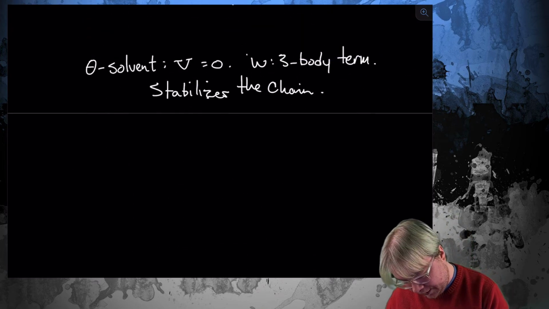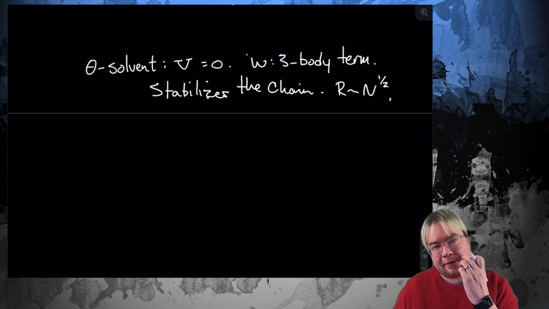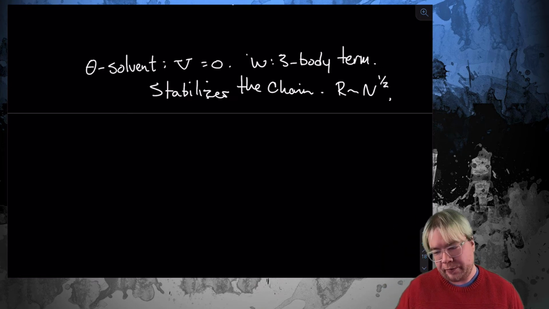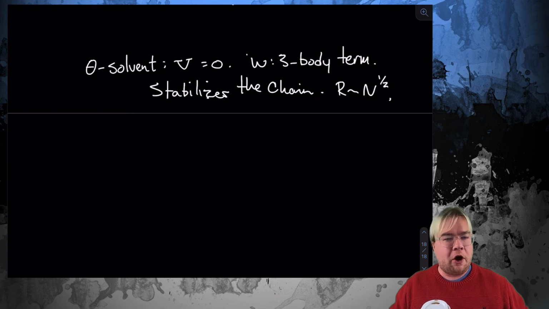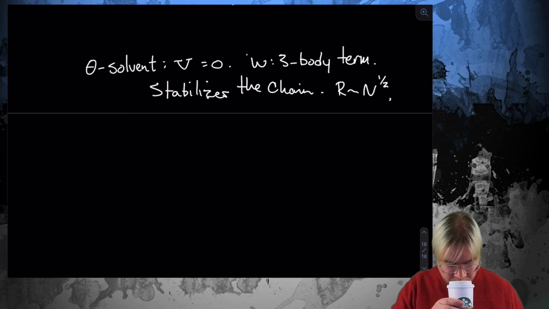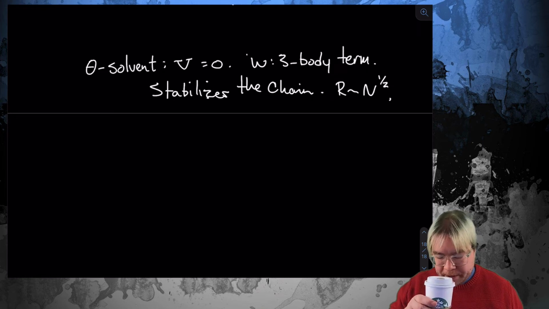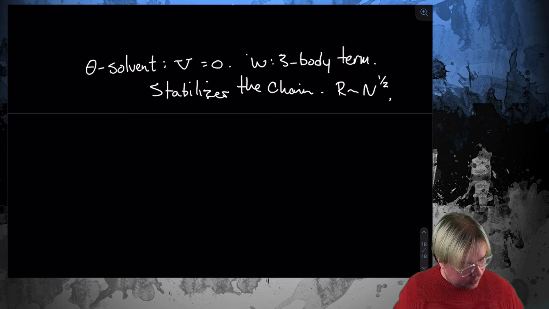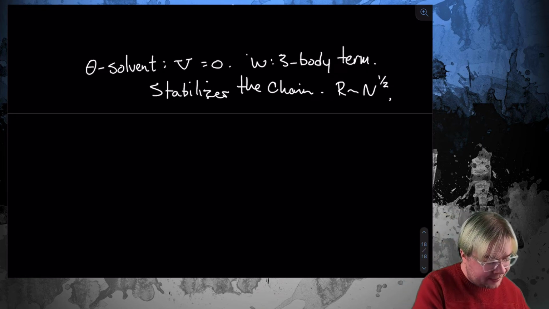And so you will find that R scales as n to the 1/2 if you have no excluded volume, but you still have the 3-body term. Okay, so it's important, but for the good solvent case, we just kind of neglected it because it already has the n to the 1/2 scaling. So we wanted to see what actually the scaling would be because of the excluded volume. All right, so that's that.